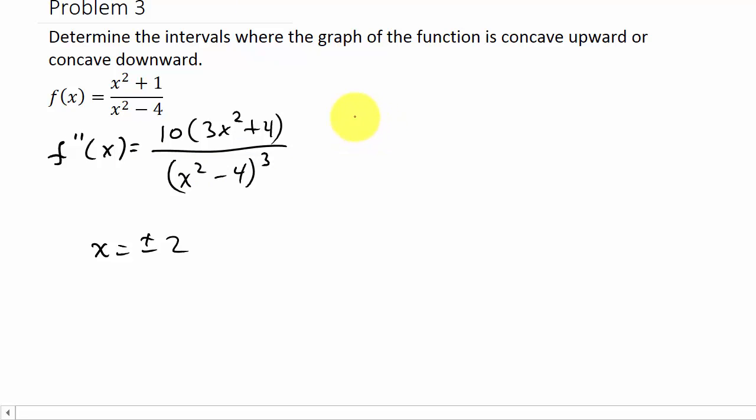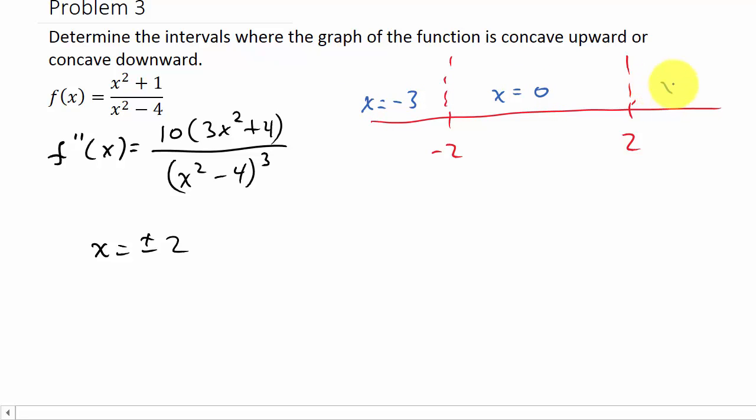Now let's draw our number line and plot the -2 and +2 on there. And that breaks it up into 3 regions. So now I need to choose a number from each region. So x equals -3, x equals 0, and x equals 3. See, we're using test points to see if it's positive or negative in each region.